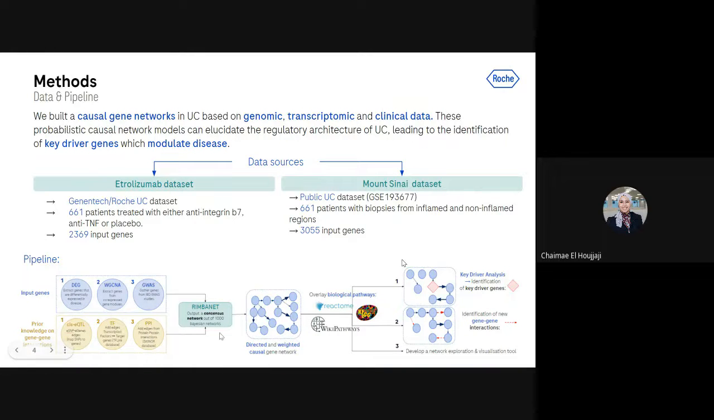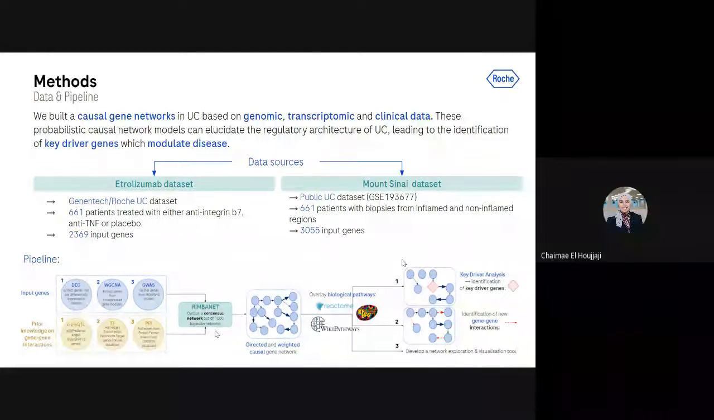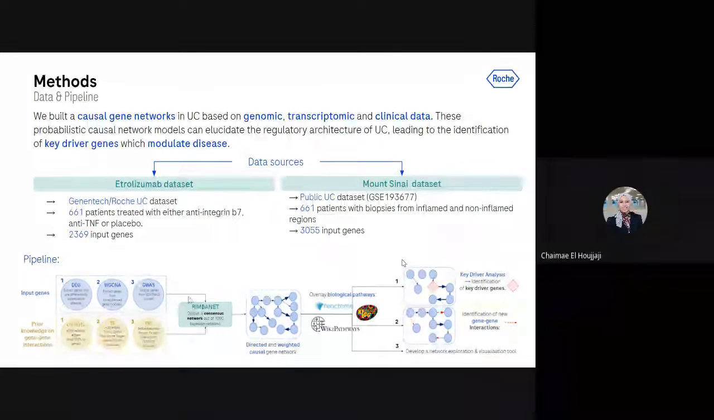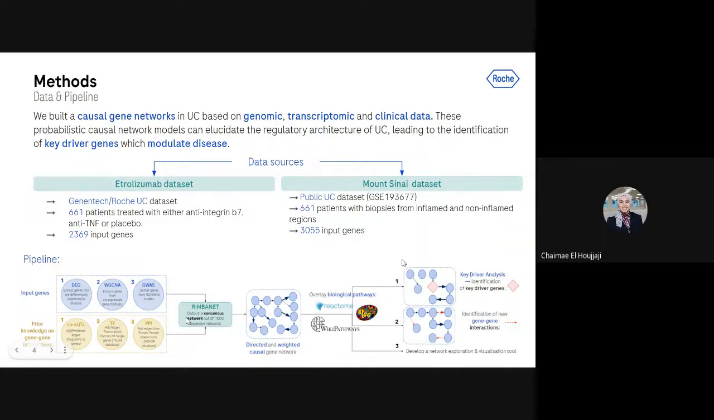We then use the computational tool RIMBANET, which stands for Reconstructing Integrative Molecular Bayesian Network, which will output a consensus network out of 1,000 Bayesian networks run on the dataset that we gave it. And then we have as an output a directed and weighted causal gene network that we can use in order to identify key driver genes and new gene-gene interactions, but also to make a visualization app that we developed in order to help with target identification.